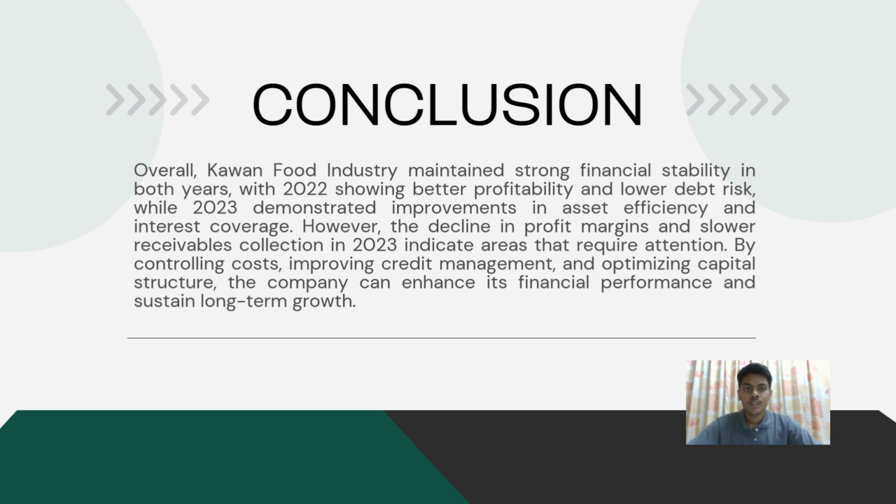In conclusion, overall, the Kawan food industry maintained strong financial stability in both years, with 2022 showing better profitability and lower debt risk, while 2023 demonstrated improvement in asset efficiency and interest coverage. However, the decline in profit margin and slower receivable collection in 2023 indicate areas that require attention by the Kawan food industry.